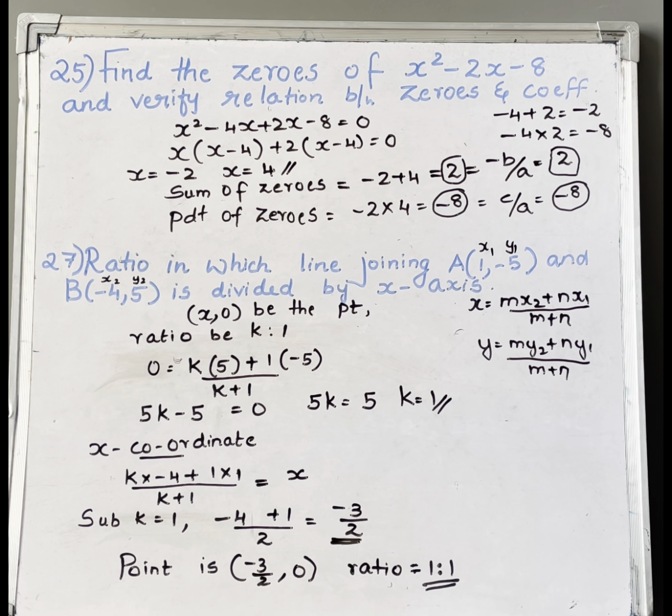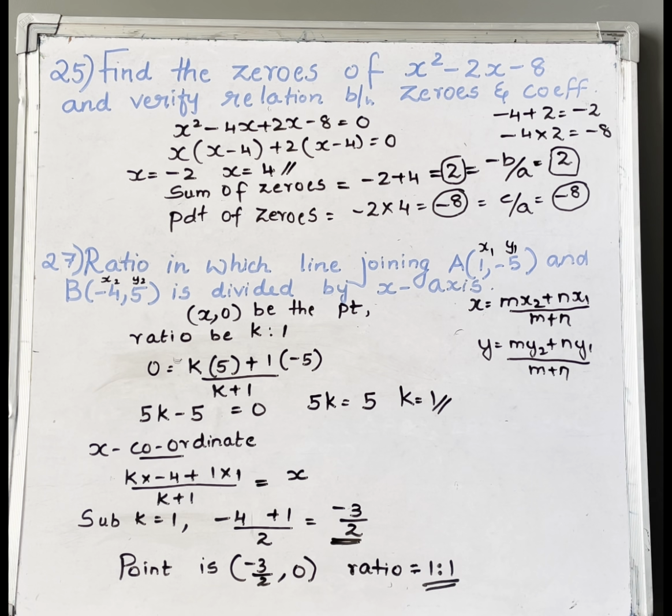Moving on to 27th question, which is from coordinate geometry. Find the ratio in which the line joining 1, minus 5 and minus 4, 5 is divided by the x-axis. So here we have to use the section formula, which is to find the point x, y. If point x, y divides the line joining x1, y1 and x2, y2 in the ratio m is to n, then x is equal to mx2 plus nx1 by m plus n and y is equal to my2 plus ny1 by m plus n.